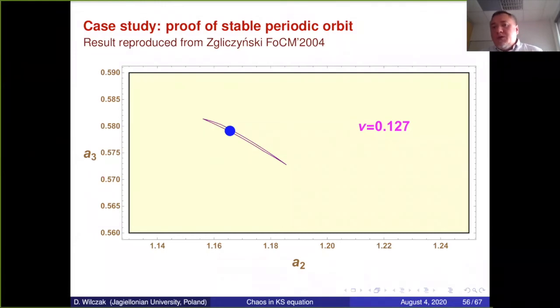now I would like to show you how it works for PDE. The first case study was to reproduce a result from 2004 by Wilczak. He proved the existence of, say, a stable periodic orbit by means of topological methods. So he was able to obtain the existence of the orbit, but the convergence was not proved, okay? On this picture, you see the projection of the Poincaré map onto two main modes, A2 and A3. A1 is the Poincaré section, A1 equal to 0.